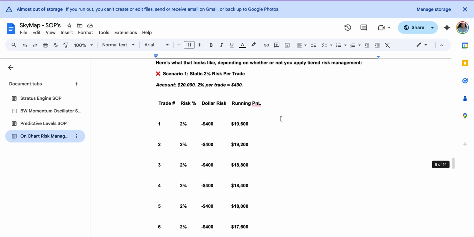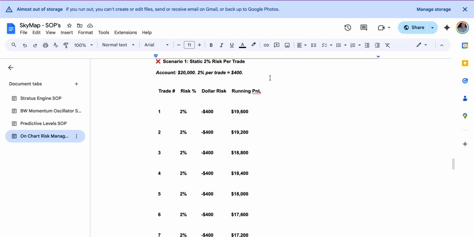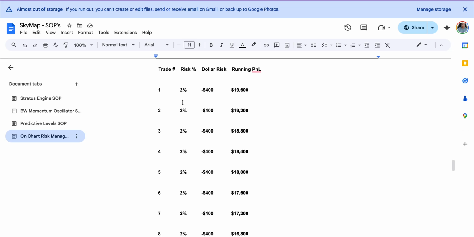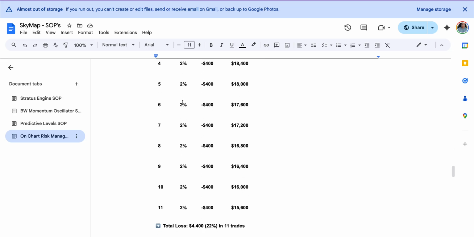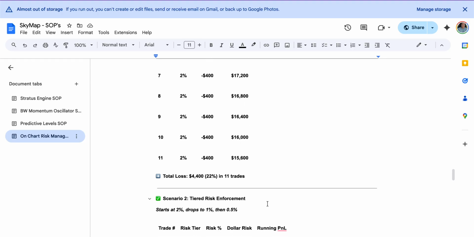But let's say yours wasn't. So you're risking 2% per trade, but you never change it. Your starting account balance is 20,000. You risk 2% per trade. You're risking $400 a rip. Okay, $400 in the clip every time you push a button. If you took 11 consecutive losers, you're down $4,400, 22% in 11 trades.